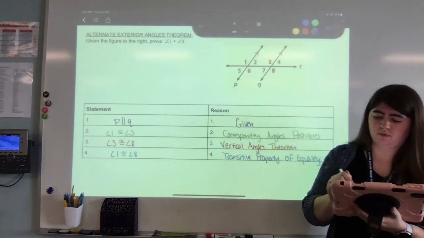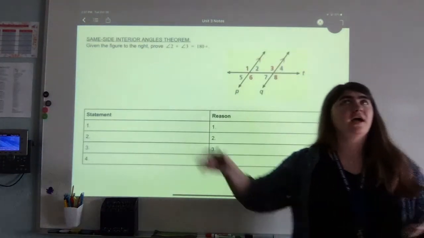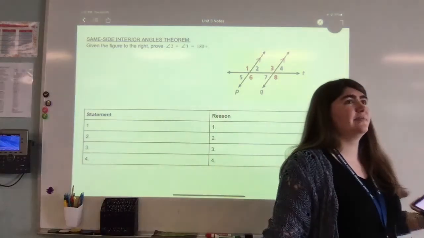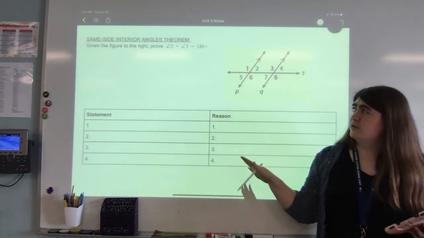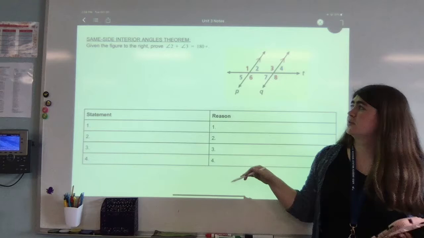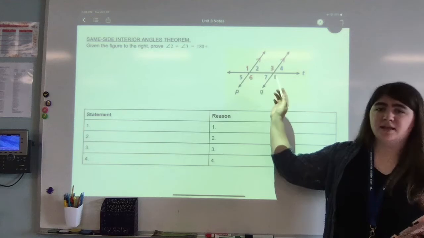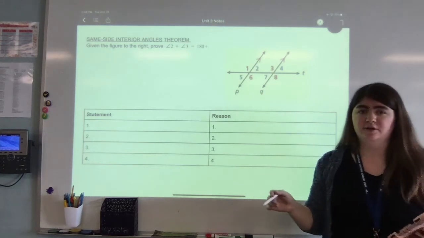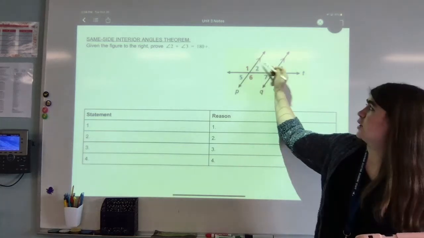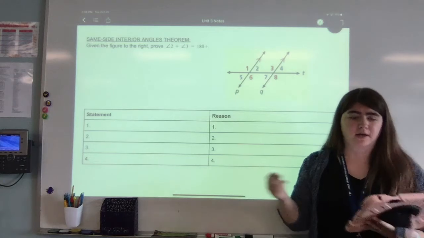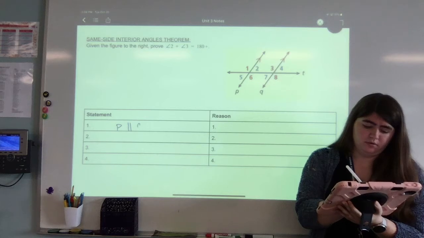Alright, I'm going to switch my color back, and now we're going to scroll down, and we're going to solve the same side interior angles theorem. I'm going to try to turn the light back on. There it goes. Alright, so in the same side interior angles theorem, this one is going to be just slightly different than some of the other ones. So we have, given the figure to the right, prove that angle 2 and angle 3 added together are equal to 180 degrees. So we again are going to start with recognizing that in this image we have these markings on our parallel lines that tell us that they're parallel. So I have P is parallel to Q because it's given.